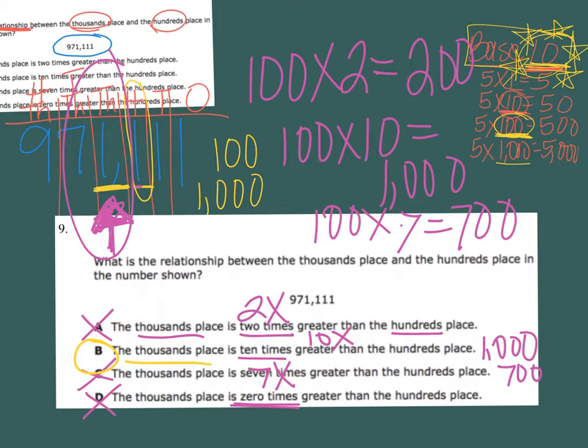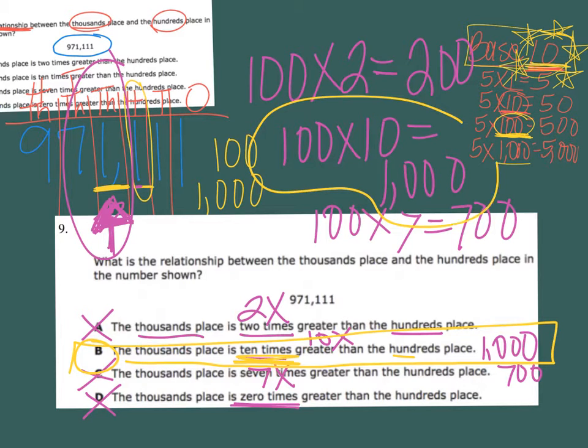The thousands place is 10 times greater than the hundreds place. We're in a base 10 system. I proved it right here. I did 100 times 10 to prove that I had 1,000. There is 1,000 here in my number. So my answer is B.